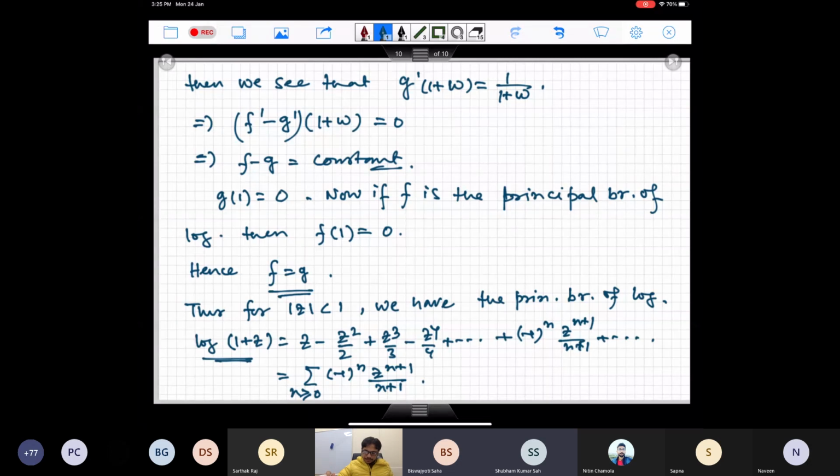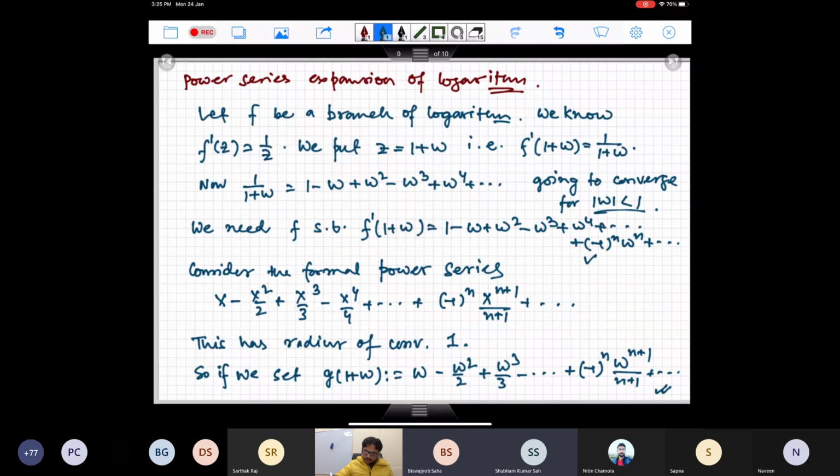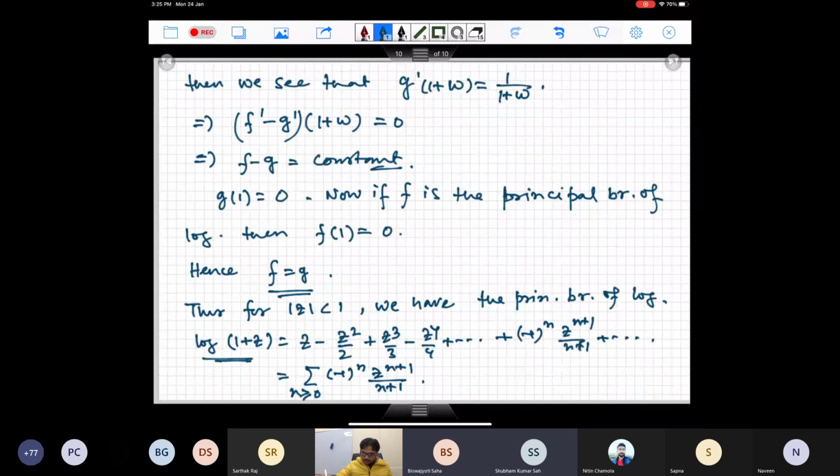Yes or no? Yes, sir. So we have got the power series expansion of the principal branch of logarithm, around z equal to 0 for log of 1 plus z. Remember this, there is a slight difference. I'm not saying it is the expansion of log of z. It is the expansion of log of 1 plus z around z equal to 0. So essentially I am expanding log around 1. At 1 the function is 0 anyway.